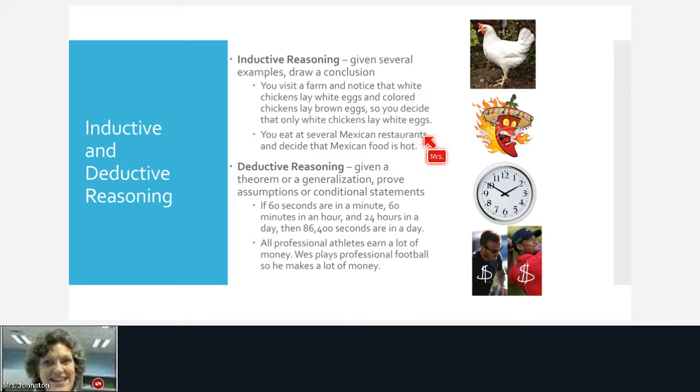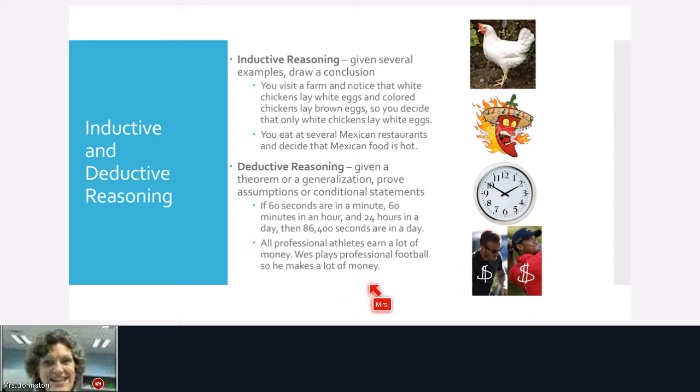Now deductive reasoning is a little bit different because it's based on a rule that you already know or you've already learned or you're already told. Given a theorem or a generalization or a rule, prove assumptions or conditional statements. If 60 seconds are 1 minute, because somebody taught you that, 60 minutes in an hour and 24 hours in a day, then 86,400 seconds are in a day. So you used what you had already been taught, what the rules already were, to make a conclusion, and you did that deductively because it was based on the rules you learned.